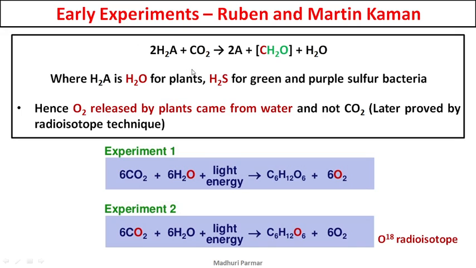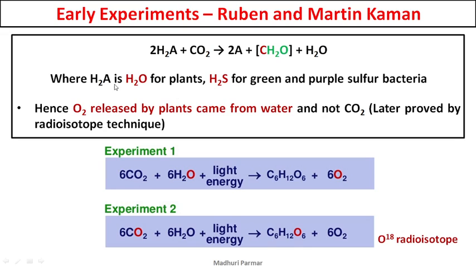Hence, from this, what do you know? If you use H2S plus carbon dioxide, they saw that sulfur was getting released, sulfur plus carbohydrate. There was no oxygen evolved by green and purple sulfur bacteria. This proved that oxygen was not coming from carbon dioxide. The oxygen released by the plants was not coming from carbon dioxide, but rather from water. This again was proved by Rubin and Kamen.